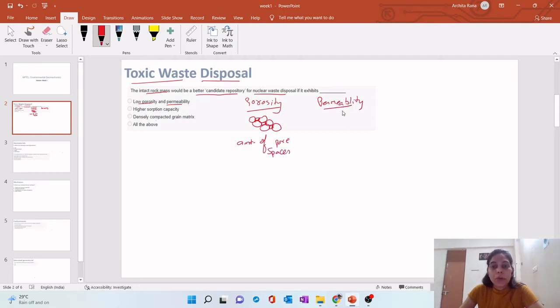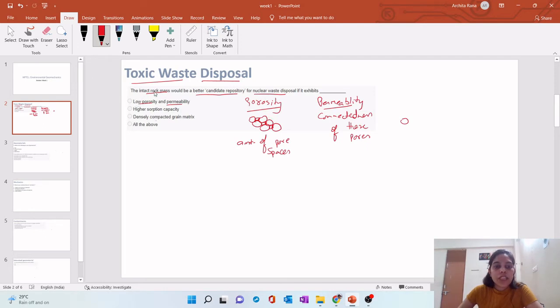Now, what is permeability? Permeability is basically the connectedness of these pores. That means how connected these pores are with each other, because the more connected these pores are, there is a better chance of flow of water through it, or any substance. So the more connected the pores are, the better the flow is for water as well as oil or any other material, right?